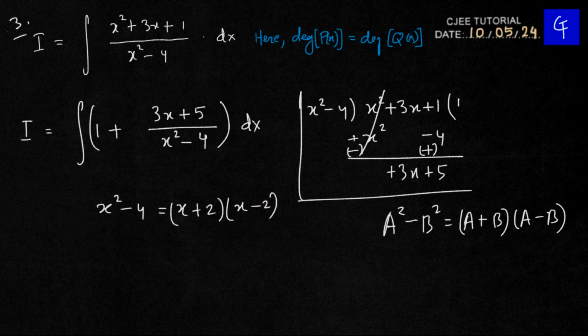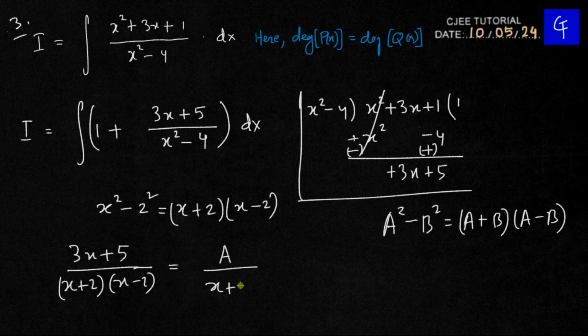Because here, what is 4? 4 is 2 squared. So this is how we get this. Now, 3x plus 5 divided by... so the numerator is this and the denominator is this. Now let us write this as this. I'm going to erase all that.